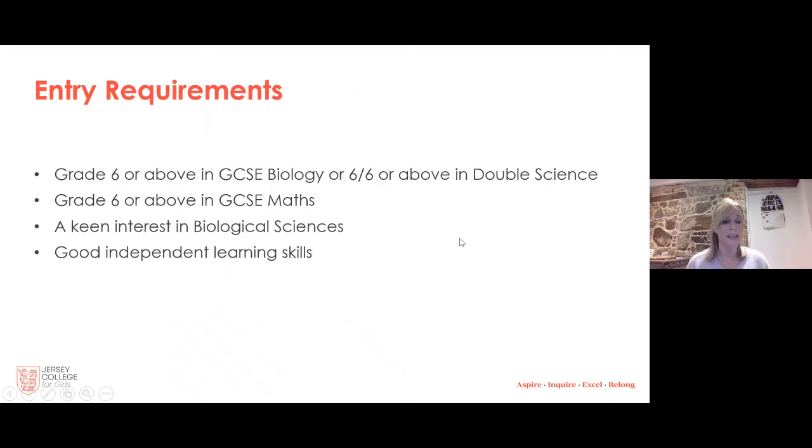Entry requirements are pretty standard across JCG, so we need students to get a 6 in GCSE biology or a 6-6 or above in double science. There is not a significant amount, but a reasonable amount of maths. In biology, we do provide a maths for biologists elective, which students are expected to take, where we give them a bit more support on those specific maths skills. But we do expect students to have achieved a grade 6 in maths to allow them to access those difficult questions. Obviously, they should be interested in biology and they should have good independent learning skills. That kind of goes for whatever A levels they are choosing.